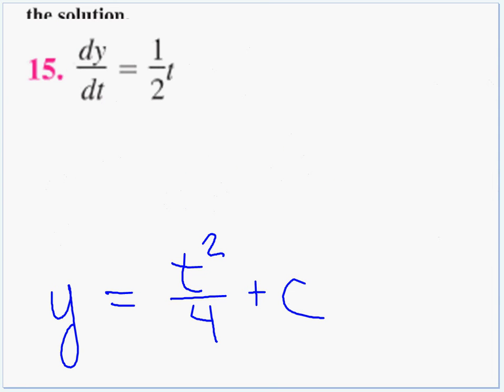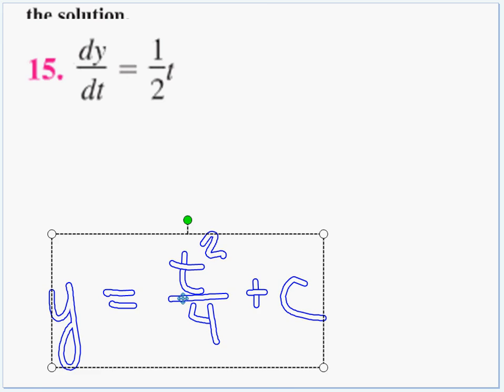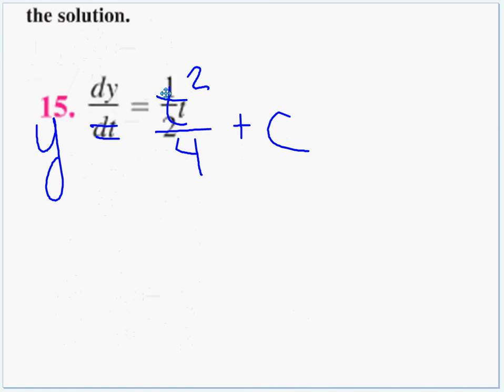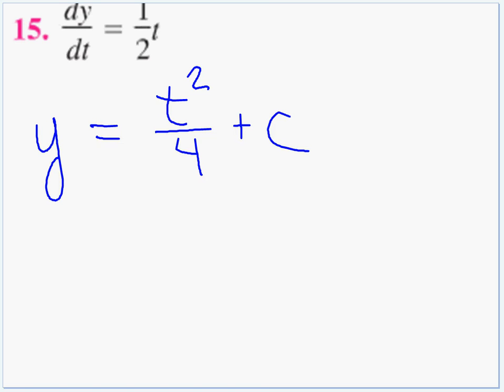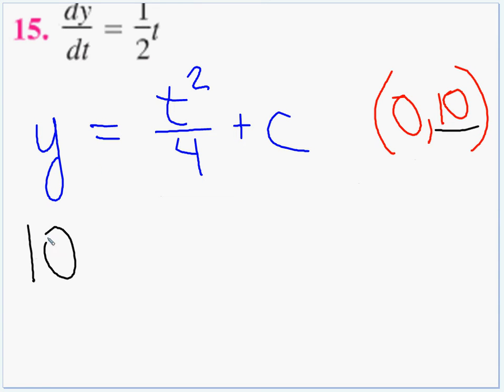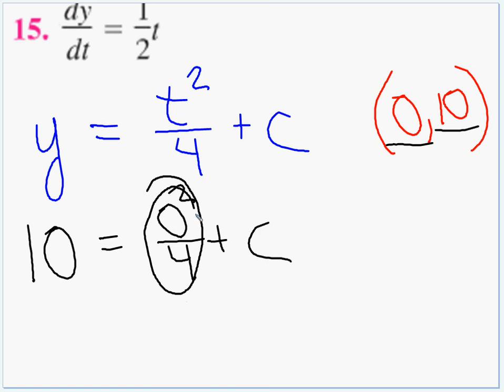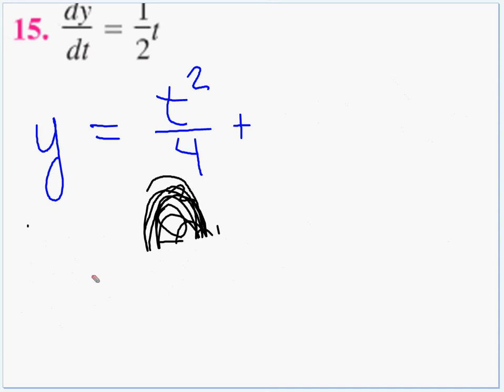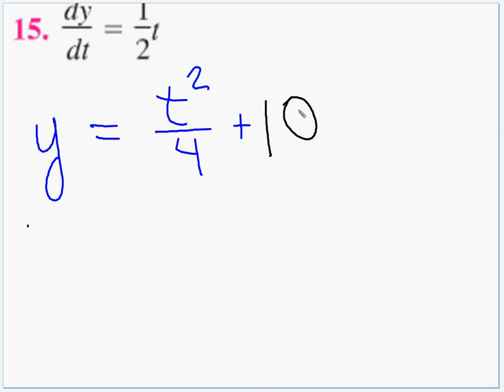So there is the general solution. General solutions have a plus c on them. And now in the directions, they gave us the point 0, 10. So we're going to use that point to find the particular solution. So y is 10, and that's going to equal t is 0, 0 squared over 4 plus c. This term, 0 divided by anything is 0, so that's just gone. And we see that c is equal to 10. So I can just take my general solution here and erase that plus c that was there and put on a plus 10. There's our particular.